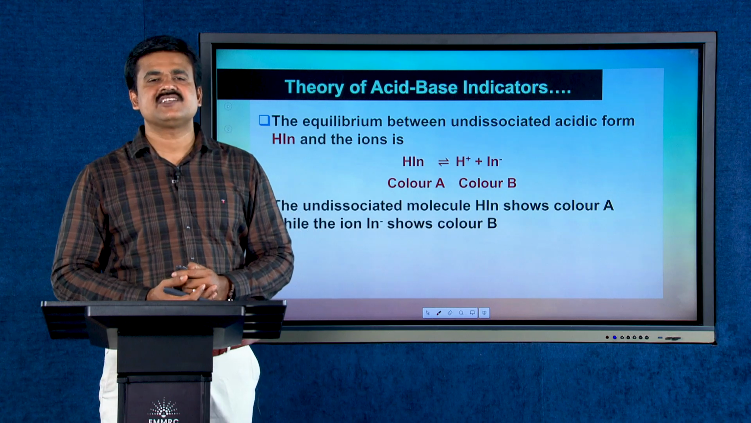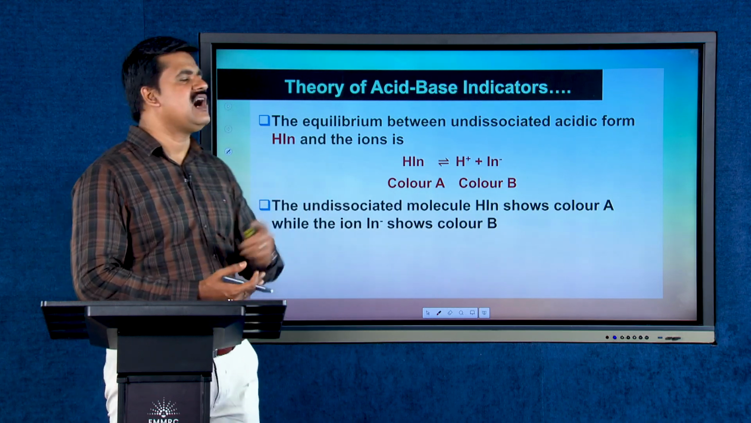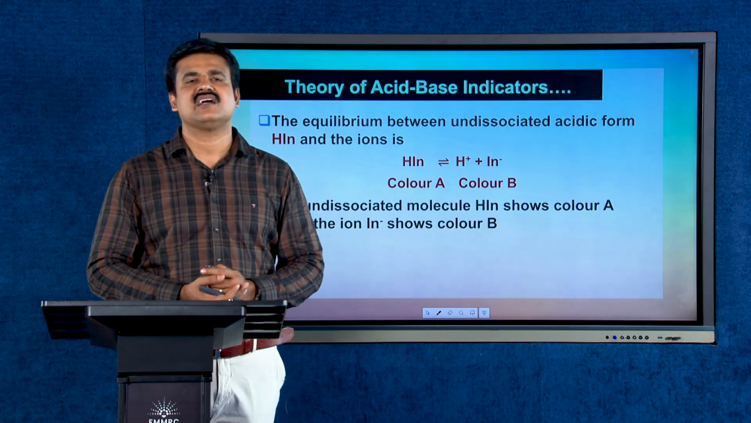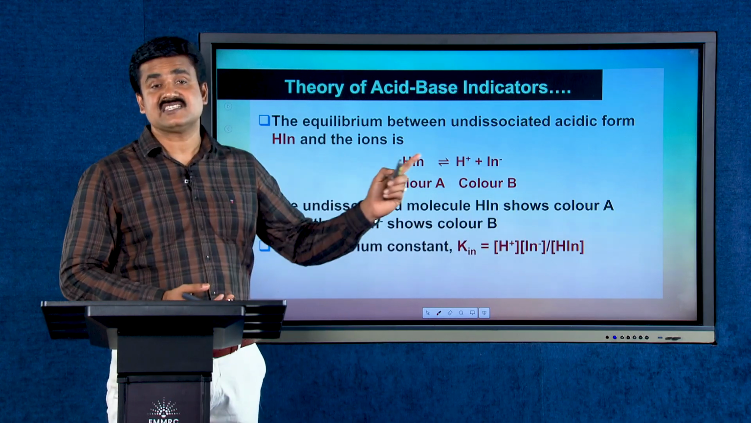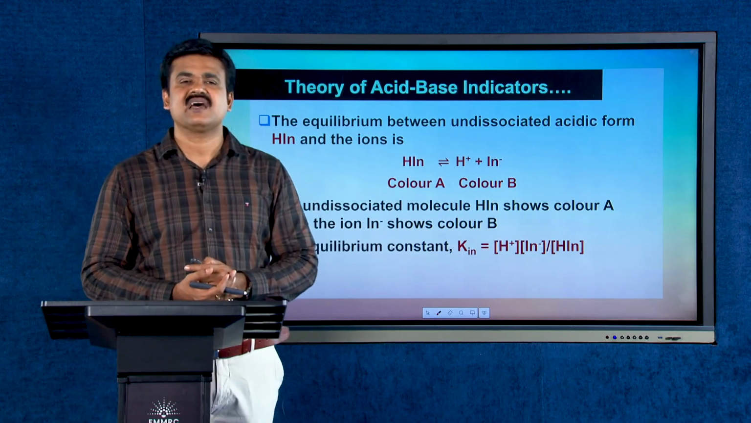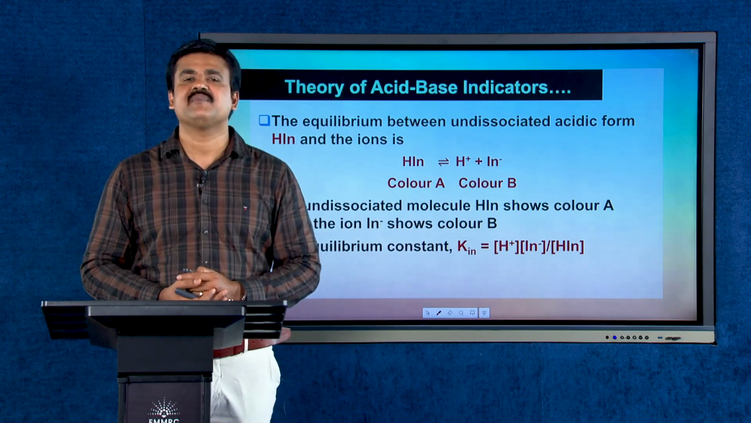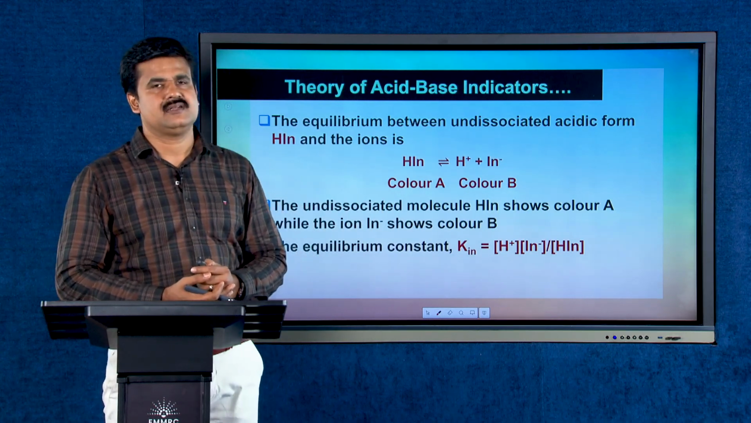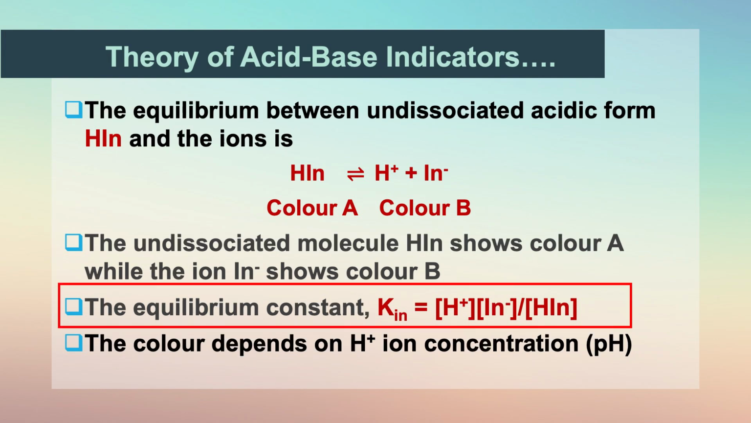The undissociated molecule HIn shows color A, while the ion In minus shows color B. This is a reversible reaction, so it is possible to represent an equilibrium constant, marked as KIn, which is equal to the concentration of H plus times the concentration of In minus divided by the concentration of HIn. From the expression for the equilibrium constant KIn, it is clear that the concentration of H plus appears in the numerator.